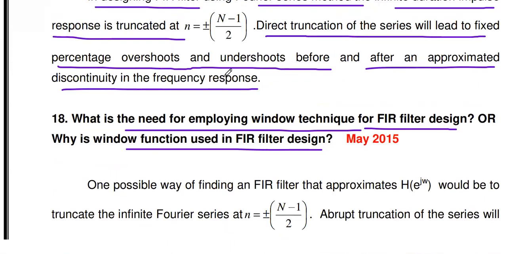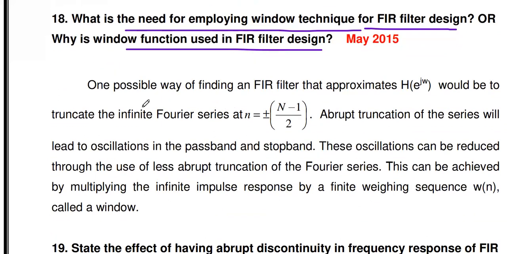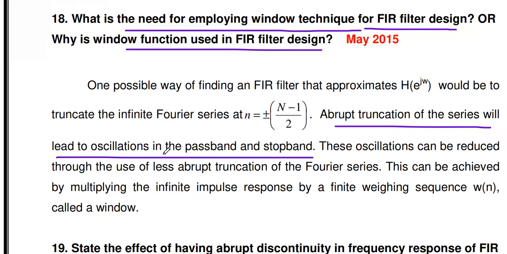In order to overcome this, we have to use the windowing technique. You see, it is the same Gibbs phenomenon definition only. One way of finding the FIR filter that approximates H of e power j omega would be to truncate the infinite Fourier series at n equal to plus or minus (N minus 1) by 2. The abrupt truncation of the series will lead to oscillation in the pass band and stop band. These oscillations can be reduced through the use of less abrupt truncation of the Fourier series.